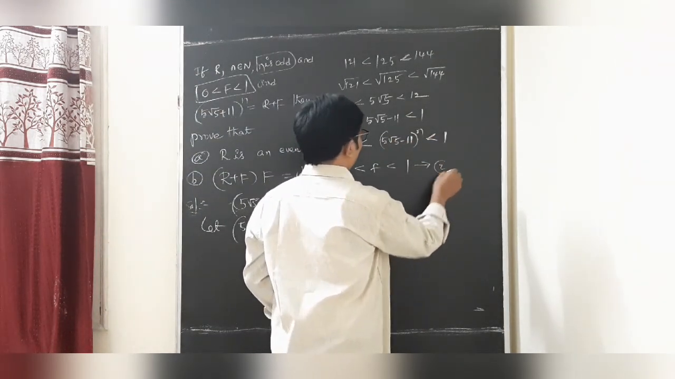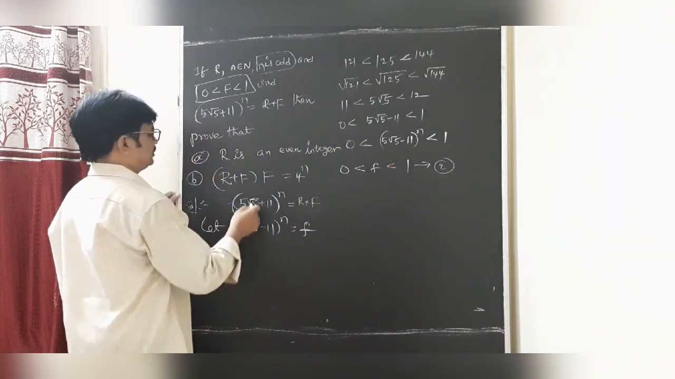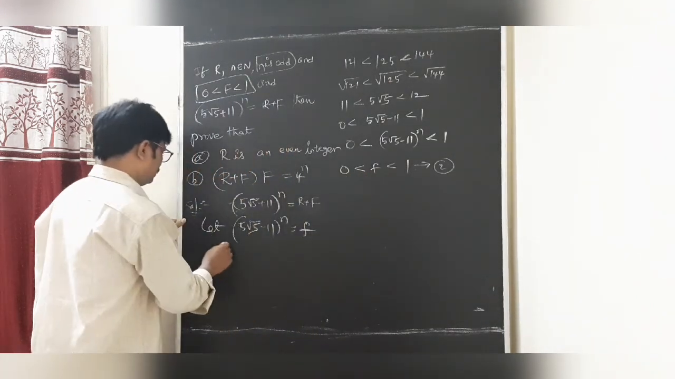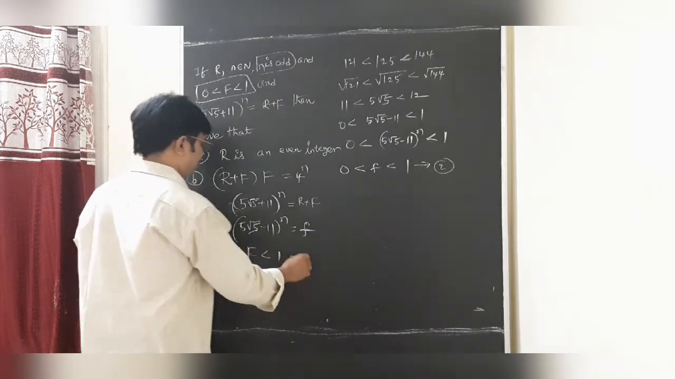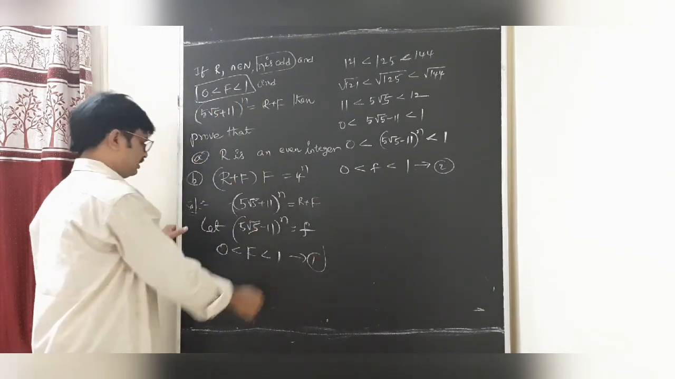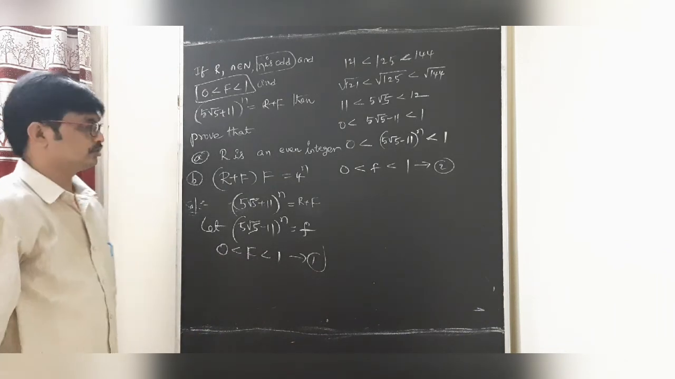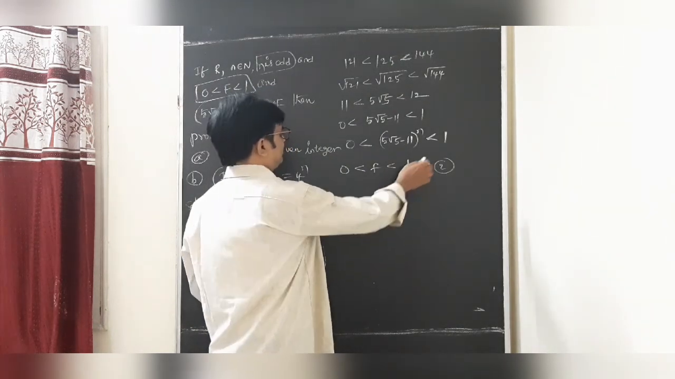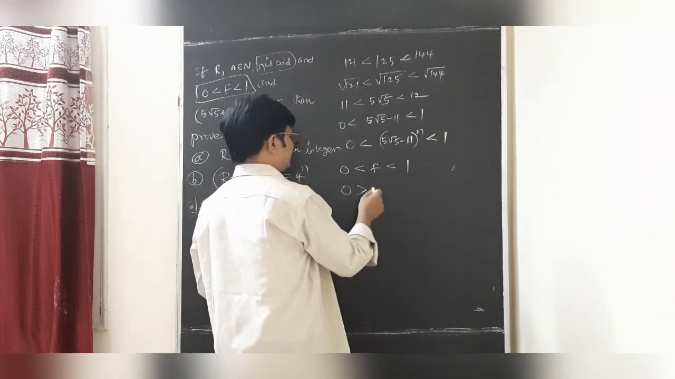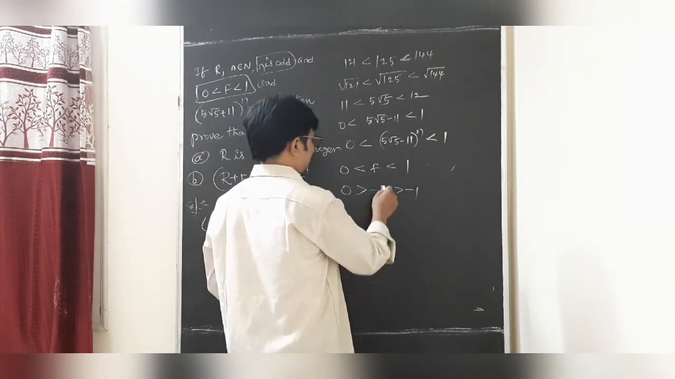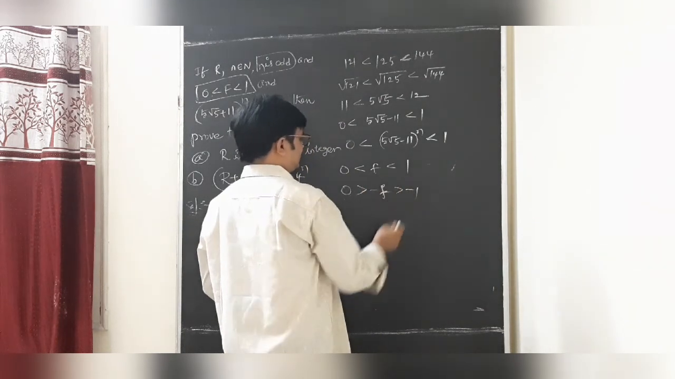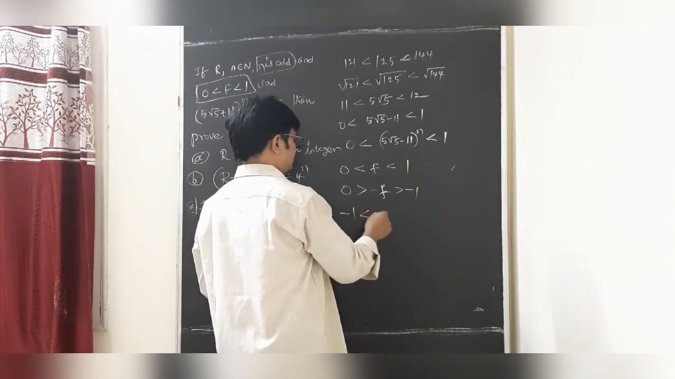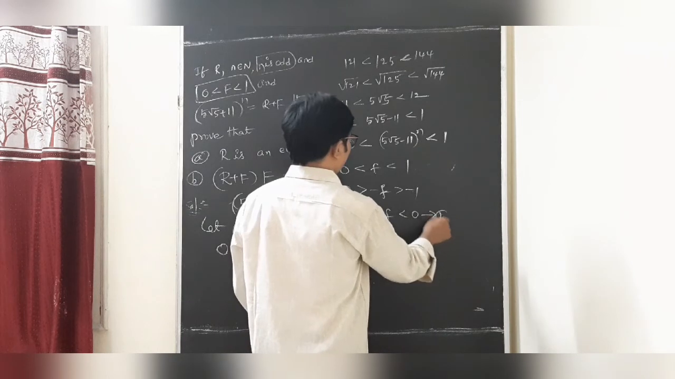So this is the students 2. The given one, what is given? 0 less than f. Undoubtedly students, 0 less than f less than 1. What is given? 0 less than capital F less than 1. So students, right now we have to take this, multiply with minus. That is 0 greater than minus f greater than minus 1. Now we can change the order, that is minus 1 less than minus f less than 0. This will be the 2.